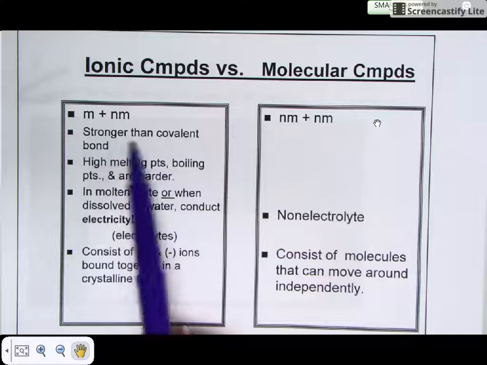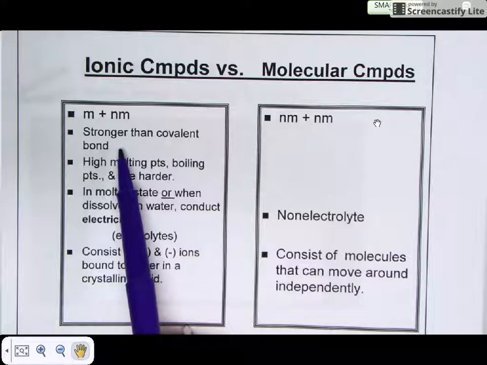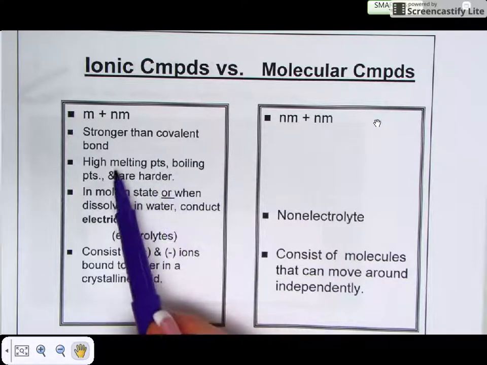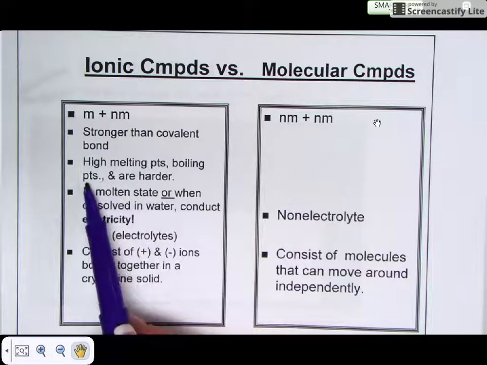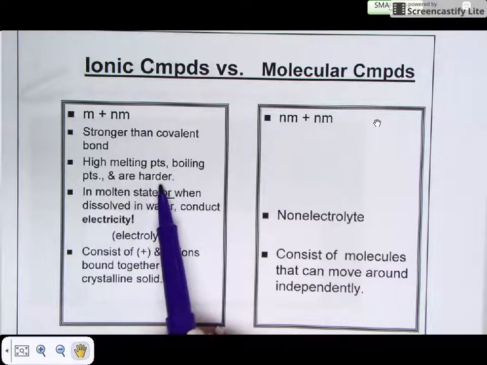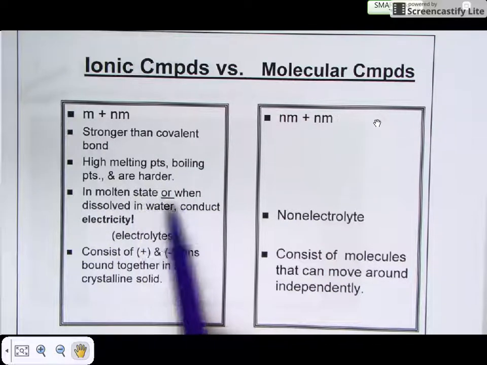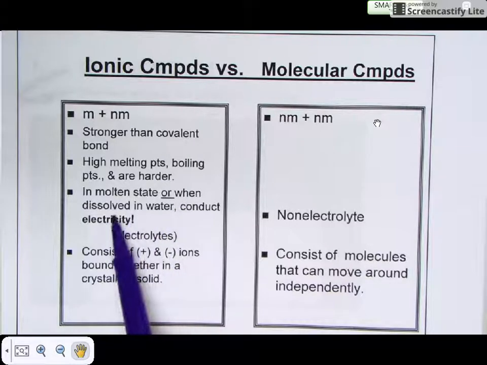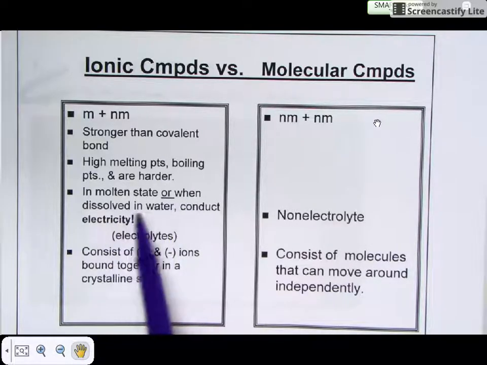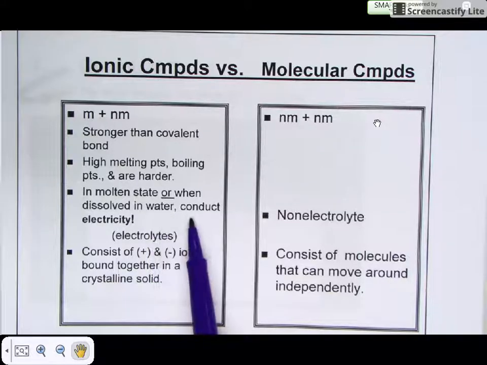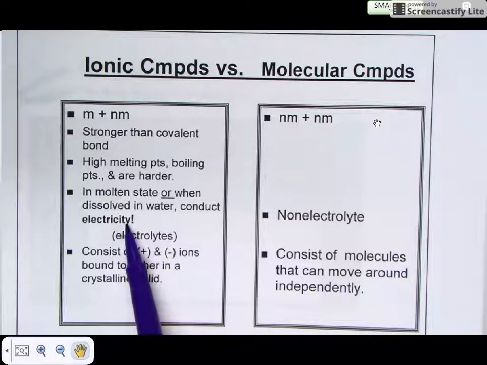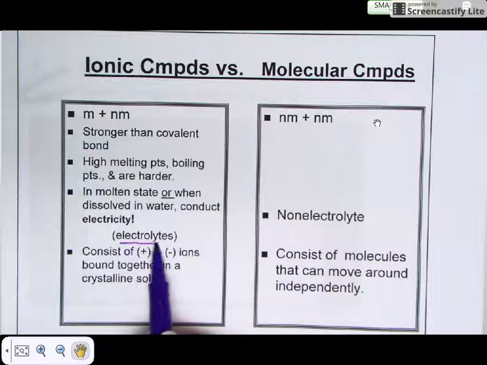The ionic bonds are stronger than the covalent bonds. They have very high melting points and high boiling points. Also, ionic compounds are much harder. If you were to try to crush them, they'll be harder. It's a stronger bond. In the molten state, that means if you melt it, or if you were to put it in water and dissolve it, where it would be aqueous, ionic compounds conduct electricity. And so we call those kinds of compounds electrolytes.